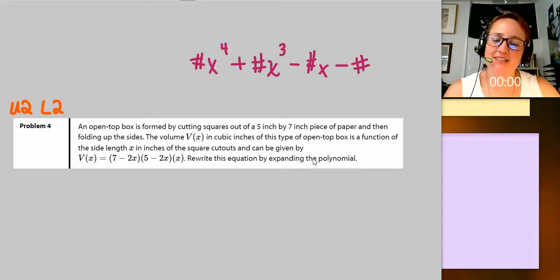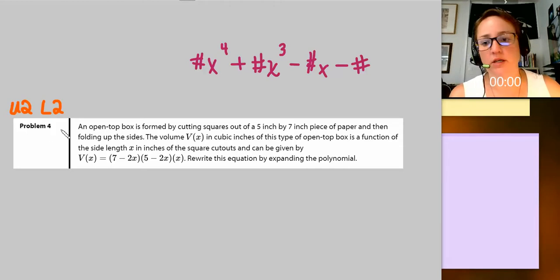Hi students, time for us to have a little help with one of our practice problems. So I'm in Unit 2, Lesson 2, and we're looking at specifically problem number 4. Now this one talks about the open top box that we've seen in our actual lesson, lessons 1 and 2 of this unit so far, and talking about the volume of this box.